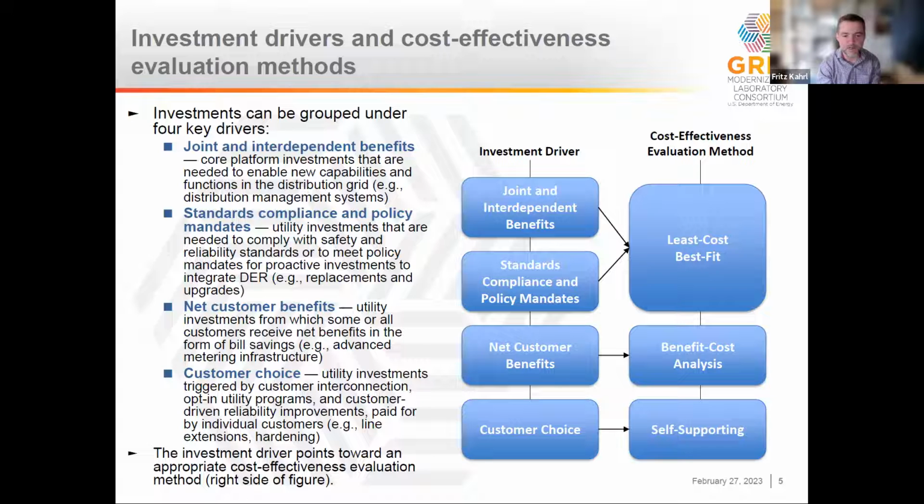But I wanted to note that in addition to regulatory approval, one of the main reasons for breaking investments out into these different categories of drivers when we do cost effectiveness evaluations is to figure out who should pay for what.